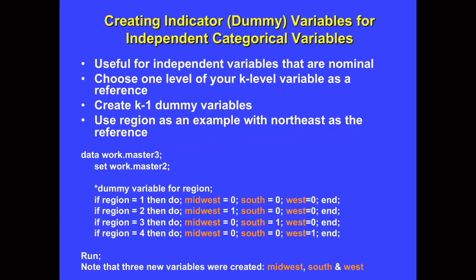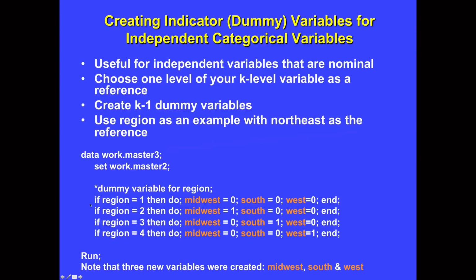So to create dummy variables, you have to do this within a data step. Here's an example of a data step. I'm creating a new output data set called work.master3, starting from an input data set, work.master2. And then I have a series of if-then statements with some do groups to create the dummy variables. This is one approach to creating these kinds of dummy variables. There are many other ways to do it in SAS, so you may see other forms of it, but this is one example that would work.